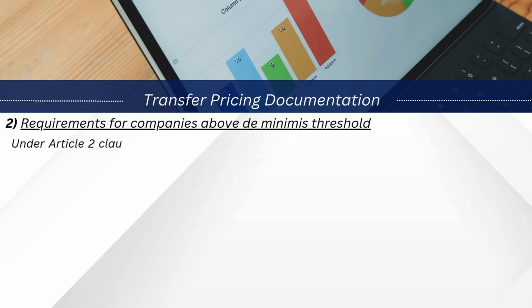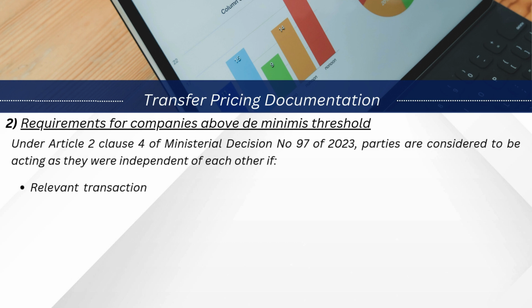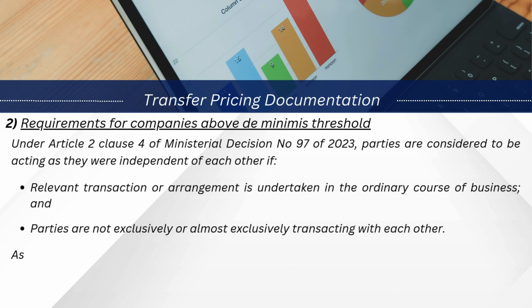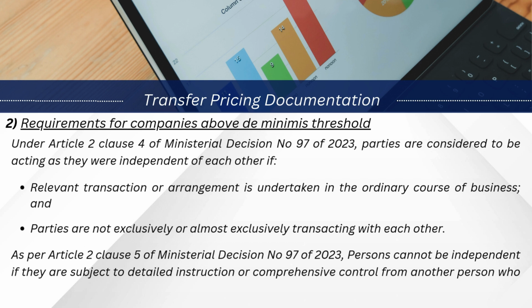Under Article 2 Clause 4 of Ministerial Decision No. 97 of 2023, parties are considered to be acting as if they were independent of each other if relevant transaction or arrangement is undertaken in the ordinary course of business, and parties are not exclusively or almost exclusively transacting with each other. As per Article 2 Clause 5 of Ministerial Decision No. 97 of 2023, persons cannot be independent if they are subject to detailed instruction or comprehensive control from another person who is a party to the same transaction or arrangement.